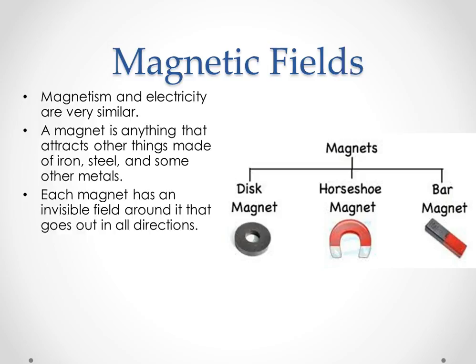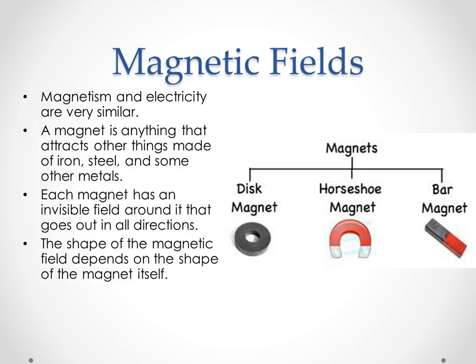Each magnet has an invisible field around it that goes out in all directions. That field attracts metals that are nearby. If it comes in contact with a metal that's within that field, it will be attracted to it. And we'll talk exactly about what it means to be attracted to something here.